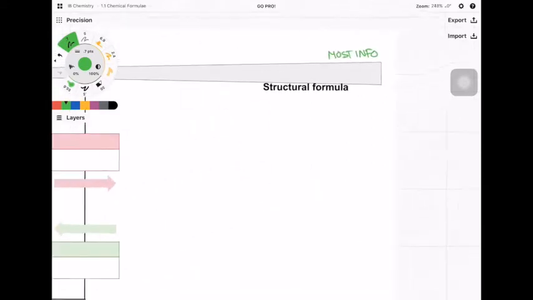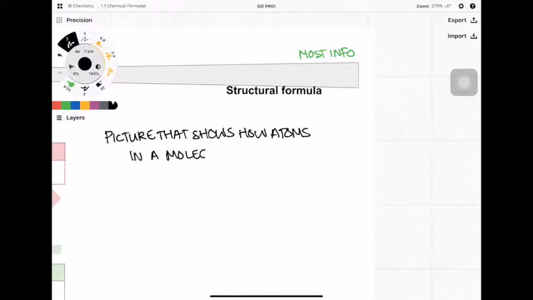Okay, so now that we've taken a little bit of a look at moles, next video we're going to be looking at how we can use moles to figure out the formulas. So we do need to know a little bit about the different formulas that we can report in chemistry.